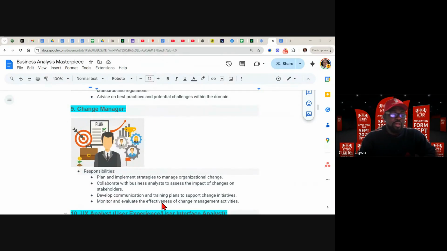All these things happen, and what the companies do, they say, okay, all this drama should stop. We are appointing a dedicated change manager. So the change manager will plan and implement strategies to manage organizational change. Whenever there is a project, they will be there. What they do is sensitization. They carry out training to sensitize people about the change.